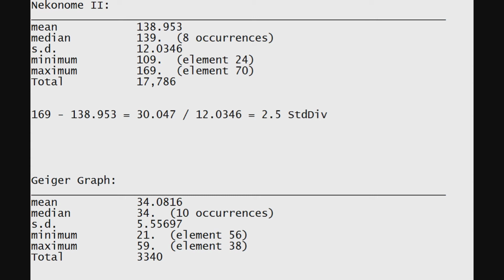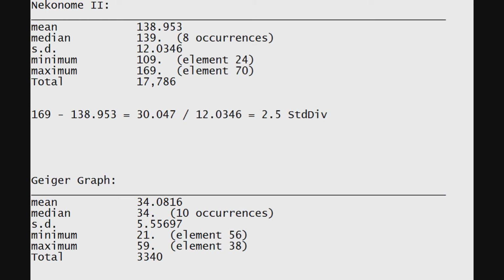All right, the Nekonome II got an average of 138.95 counts per minute. Well, that's not actually an average. Let me be more specific. That is a mean. The mean of all of the data points, and I have a total of 17,786 counts that were detected. Pretty good amount. Notice the standard deviation calculated for this is 12.0346, with a minimum of 109 and a maximum of 169, and that happened at data element 70. And by the way, data element 70 is exactly at 2:24 p.m. on the dot.